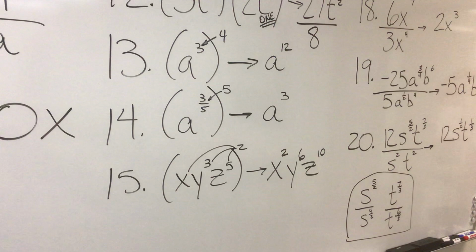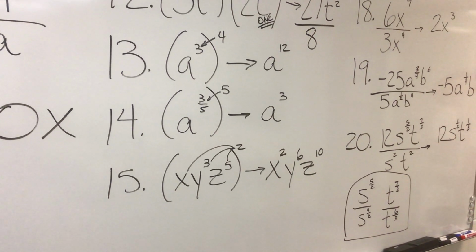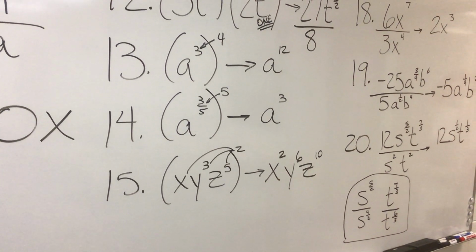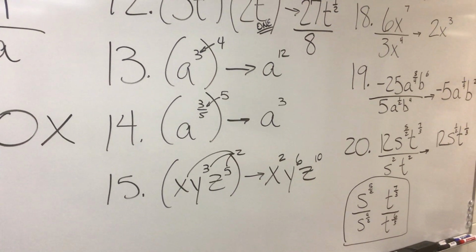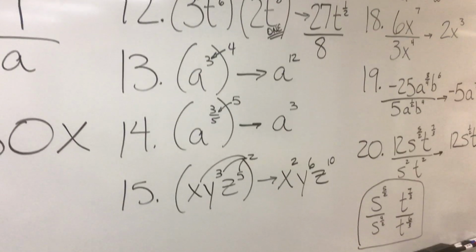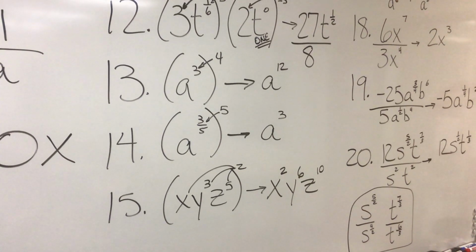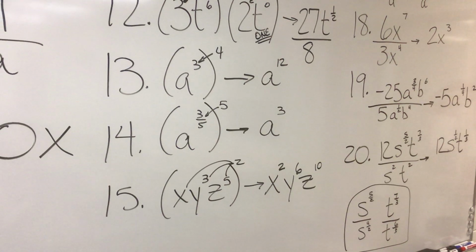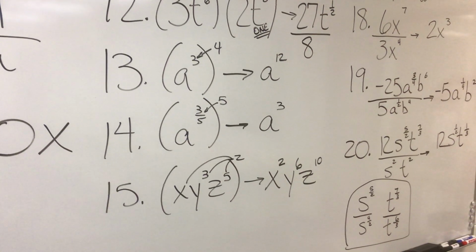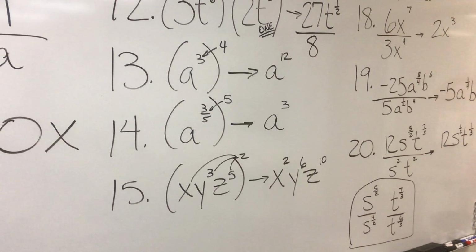15, we've got 3 bases in those parentheses. So x to the 1st power to the 2nd power there. So 1 times 2 is 2, so there's x squared. Y cubed to the 2nd power is y to the 6th. And z to the 5th to the 2nd power is z to the 10th.